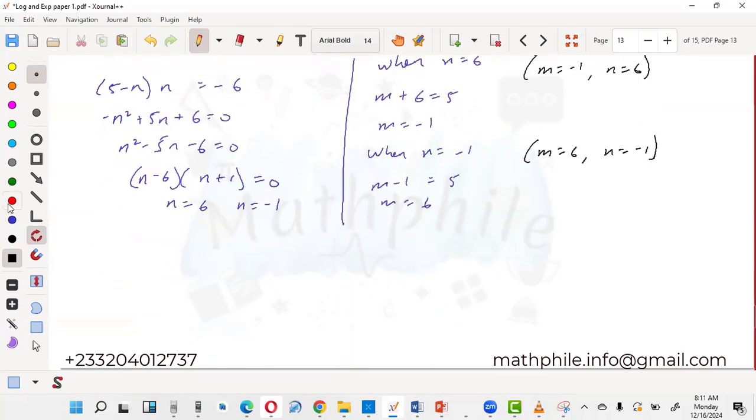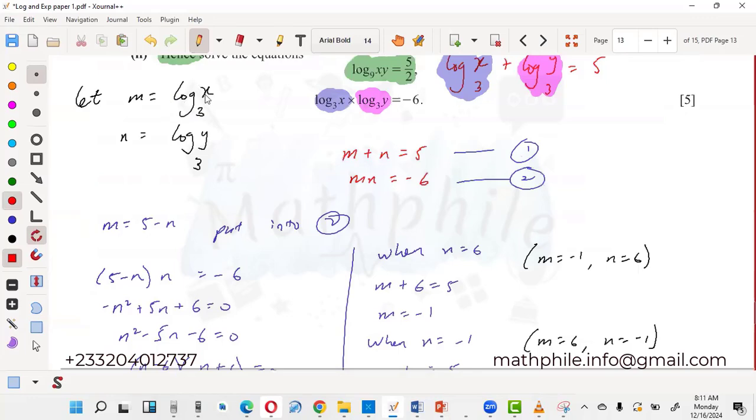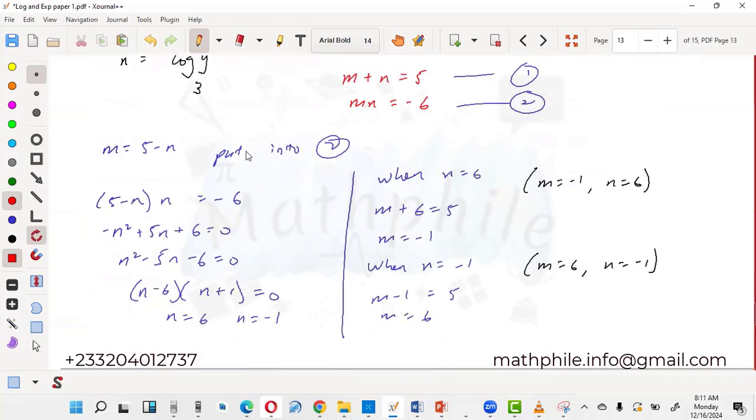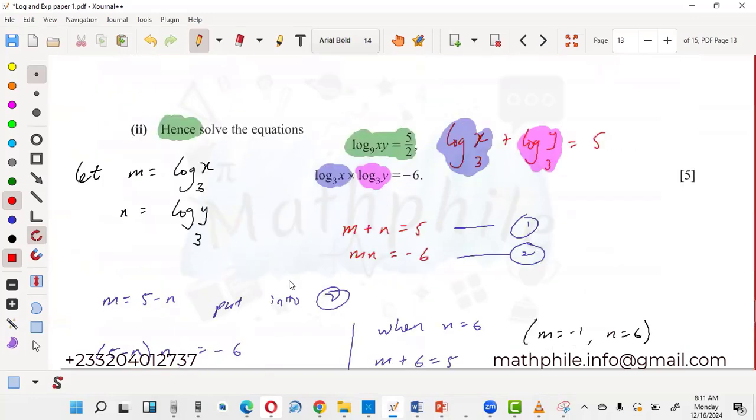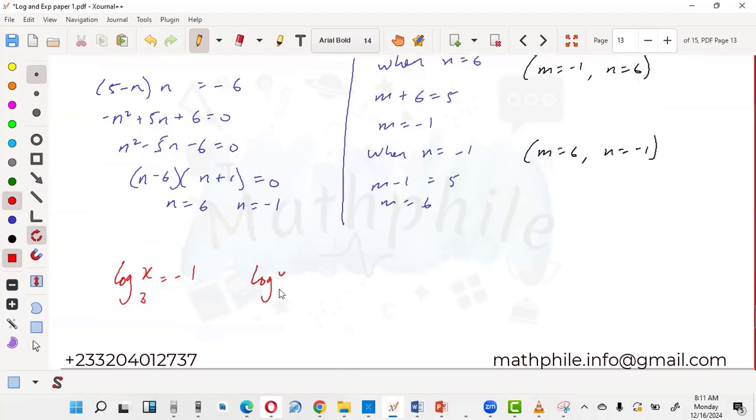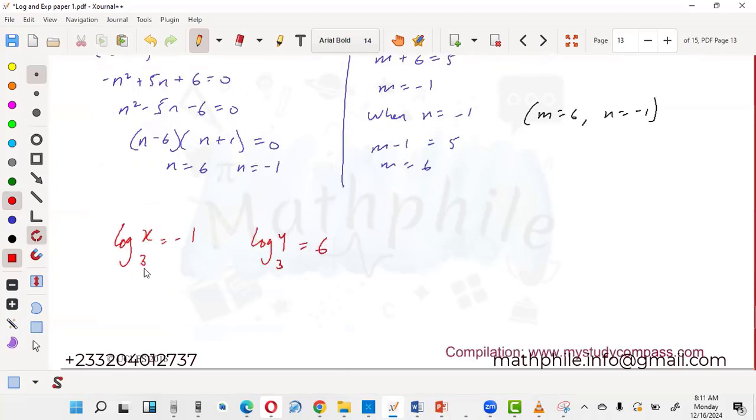Okay, we are not done. Remember, we made a variable representation. We said log x base 3 equal to m. So I take the first pair: log x base 3 equals negative 1, then log y base 3 equal to 6. We can convert this from logarithm to exponential. So that's going to be 3 raised to the power negative 1 equal to x. So x equals 1 over 3. Then again, we can convert that one to exponential, 3 raised to the power 6 equals y.